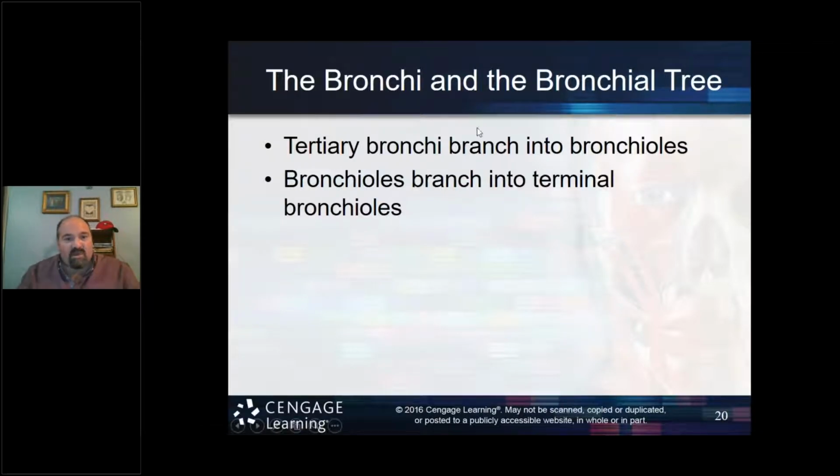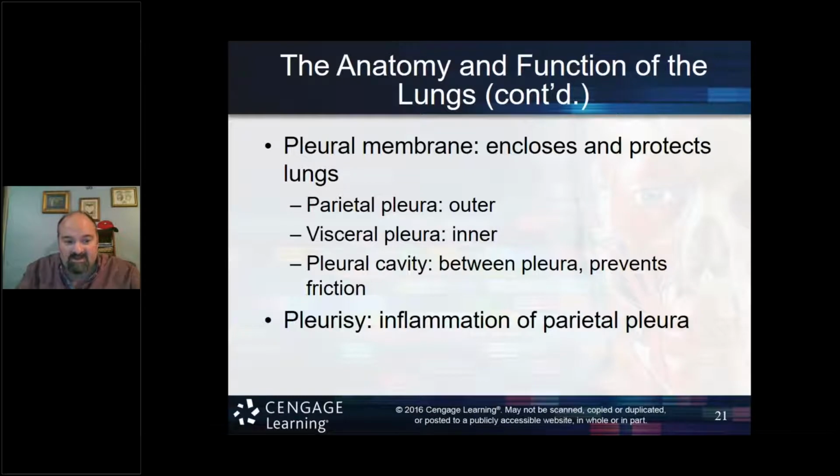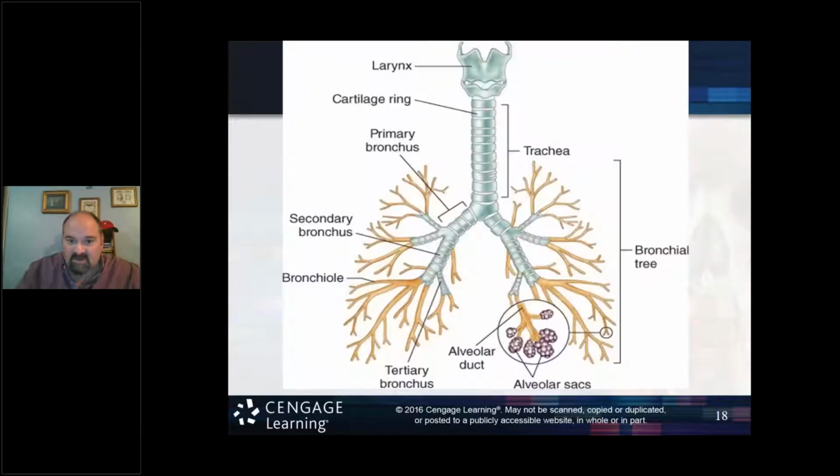And then those tertiary bronchi branch out into smaller tubular structures known as the bronchioles. And these are what actually then are bringing the air to the individual alveoli. Okay?